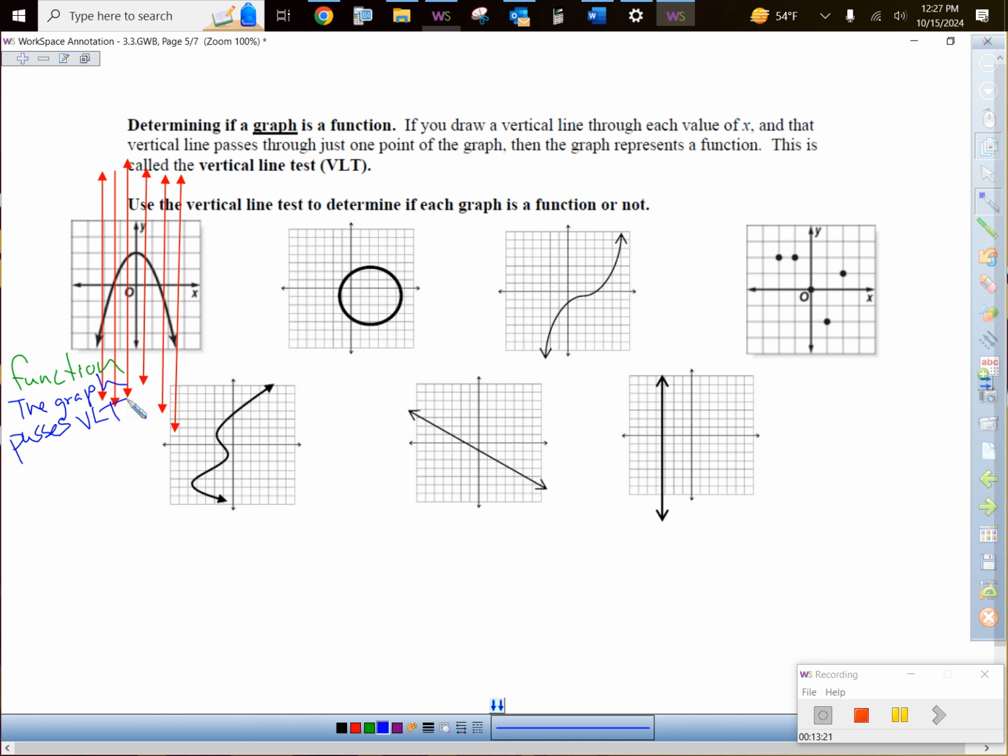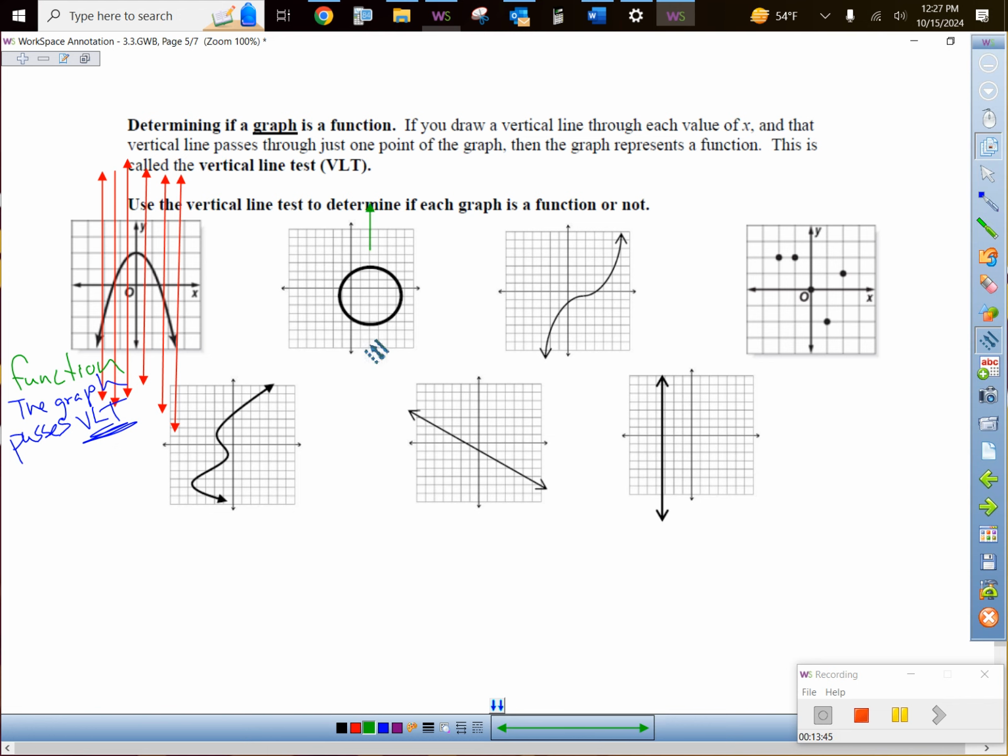But please don't say it. I hate when people go, it passes the vertical line test. I need you to say the graph. The graph passes the vertical line test, which you can totally abbreviate VLT. We just say it out loud as vertical line. Use capital letters when you do it also, please. VLT. Cool?